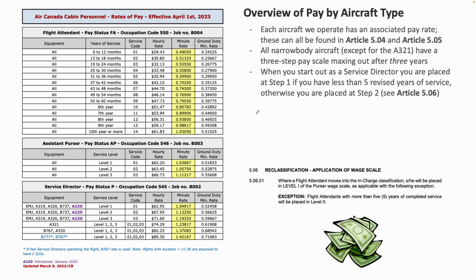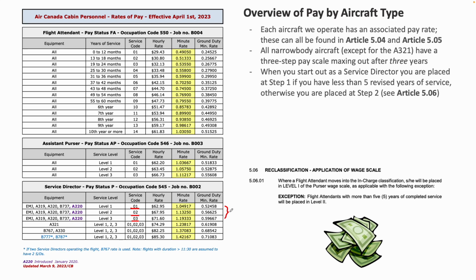All narrow-body aircraft, with the exception of the Airbus 321, have a 3-step pay scale that maxes out after 3 years. So we can see at the bottom of this infographic that there are 3 steps, and we know that because there's 3 service codes. So there's 01, 02, and 03. 3 being the highest of the service codes, so the last step on that scale.